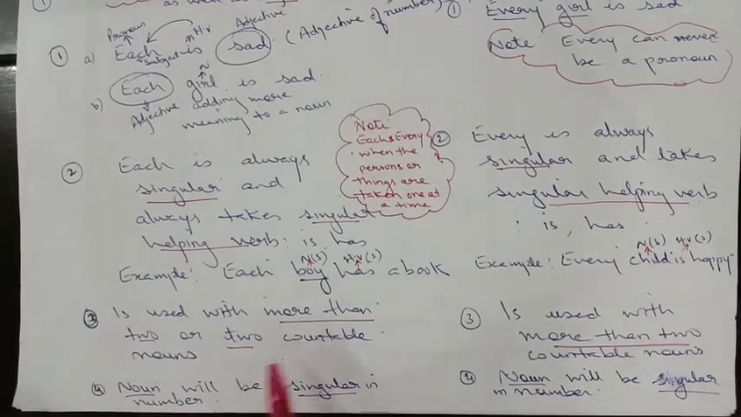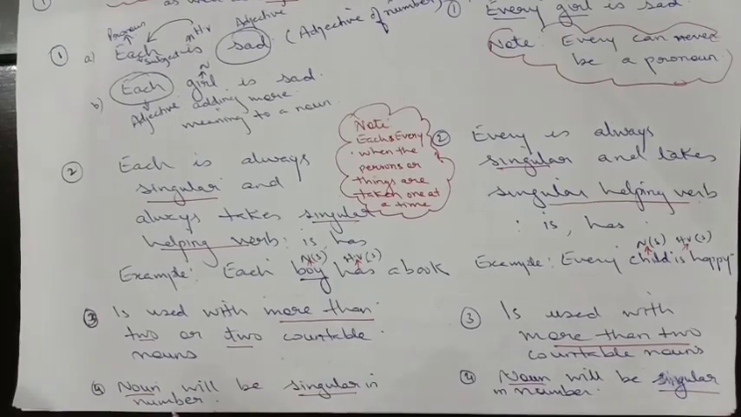See for each. It is used with two or more than two countable nouns. You can use each with two as well as more than two. But every is used with more than two countable nouns. It should be more than two, not two. Whereas each is for two as well as more than two.